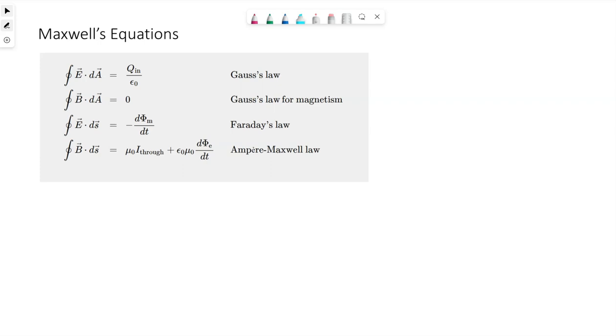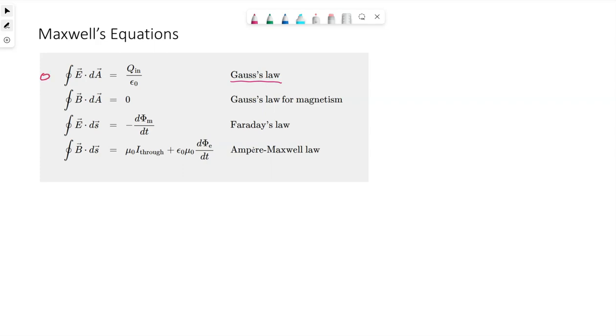In this next chapter, we're talking about Maxwell's equations and electromagnetic waves. These equations we are, for the most part, familiar with already. The first one, we talked about Gauss's law for electric flux.